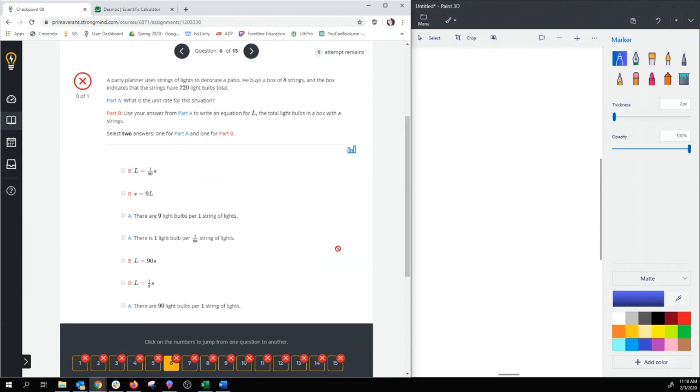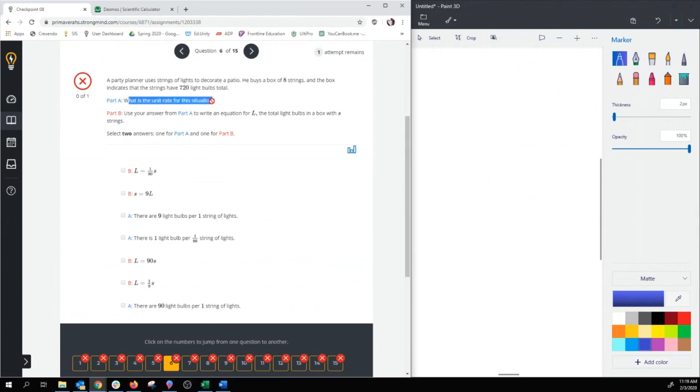Next problem here is talking about a party planner. And it says a party planner uses strings of lights to decorate a patio. He buys a box of 8 strings, and the box indicates that the strings have 720 light bulbs total. What is the unit rate for this situation? Use your answer from part A to write an equation for L, the total number of light bulbs in a box with S strings.